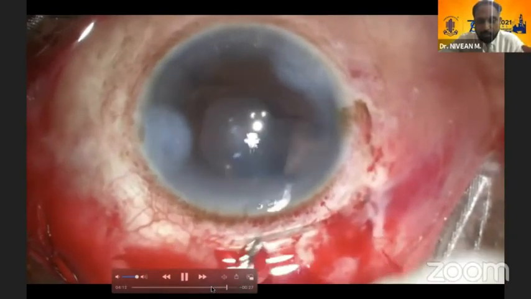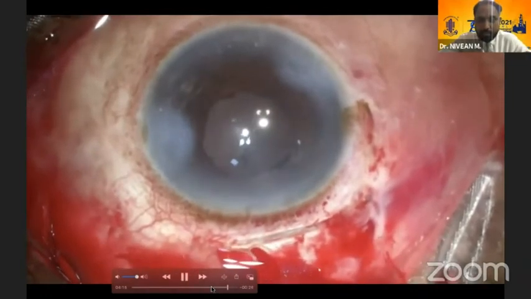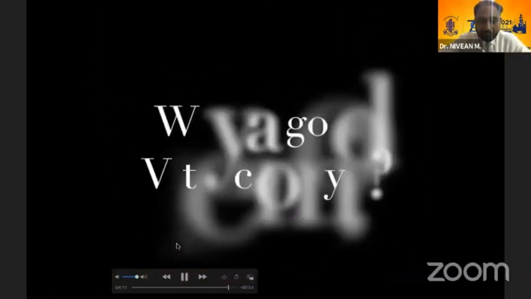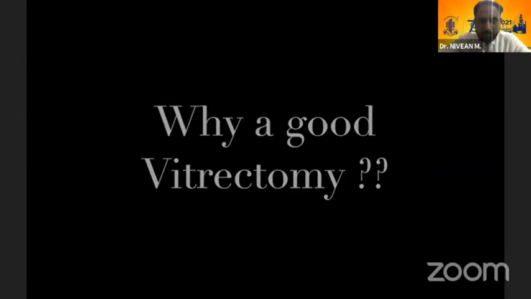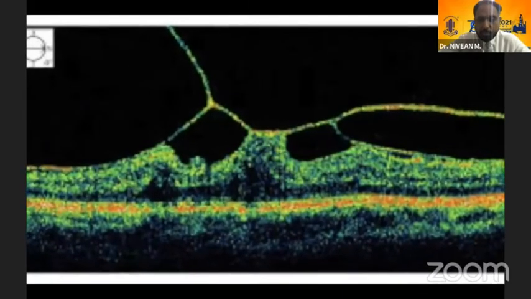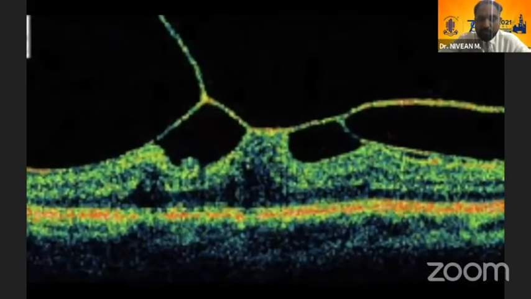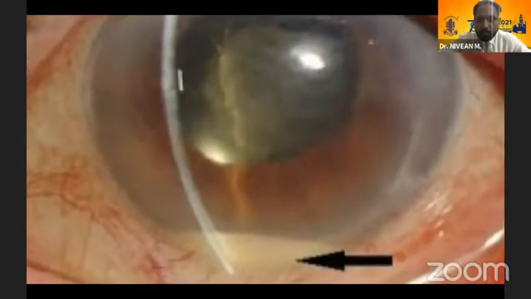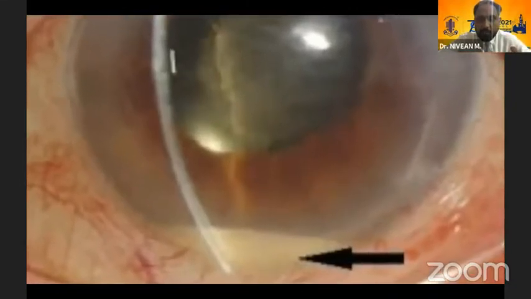So the importance of anterior vitrectomy is the same for all cataract surgeries. The question comes, why do we need a good vitrectomy? It helps us prevent post-op CMEs. And sometimes when the vitreous is pushing the lens, we all know the chances of endophthalmitis are very high when we leave vitreous in the wound. Also, there are decentered lenses, where you can have a glare effect.